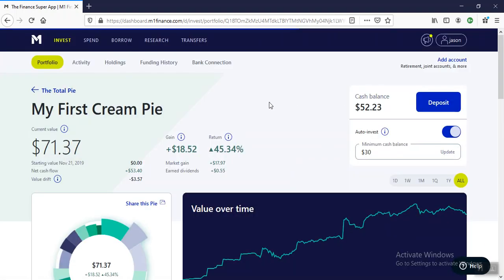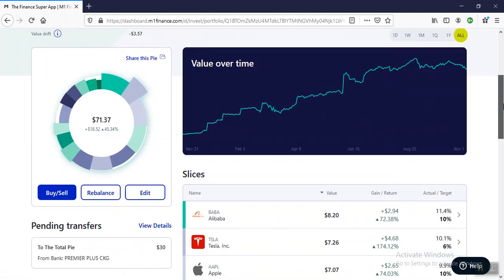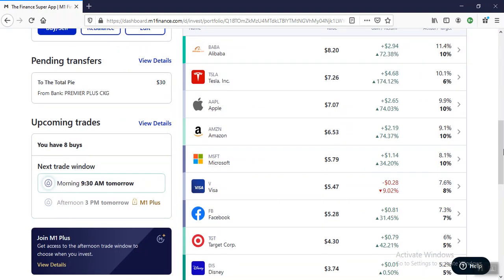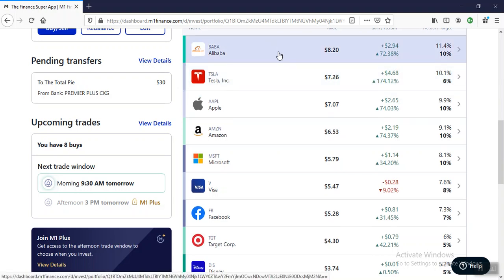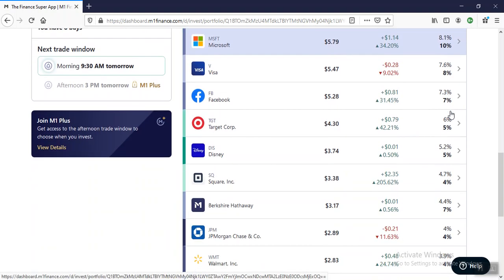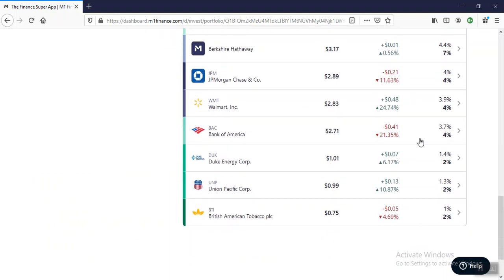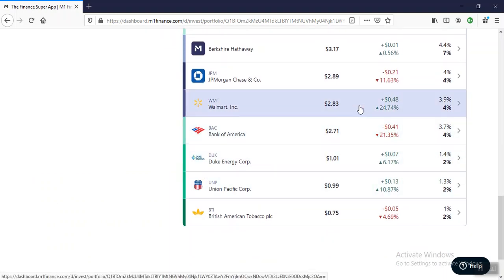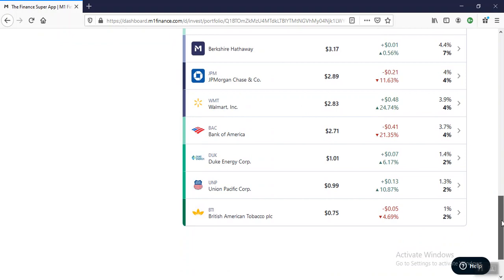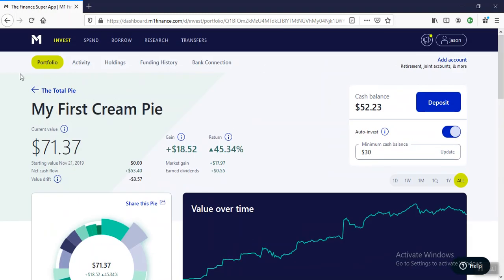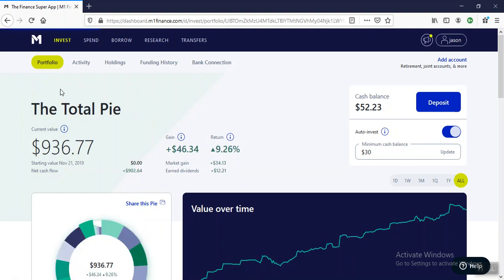My first cream pie, that's still up 45%. And I started that in November. So of course we've had this major run up. There's a lot of tech in here. Bob is up 72% on that position. Tesla's up 174.1%. Apple's up 74%. Visa is down. Bank of America is of course down. JP Morgan's down, but overall, how long I think it'll return like this, I don't know.